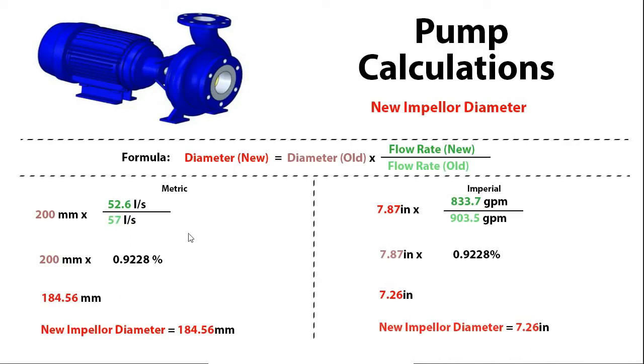So if we drop those numbers in and start doing the calculations, you'll see that the units of measurement cancel out, and that becomes a ratio or percent. If we multiply that out, or put them both together, then we will come down and get the final answer of 184.56 millimeters diameter, or 7.26 inches.